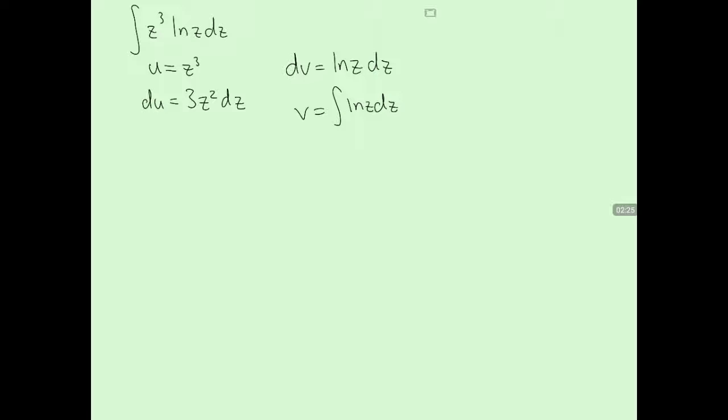If we want to integrate ln z dz, one way to do it is by parts again. So we're going to use some different variable names instead of u and v because we used those already. So let's use w. We'll let w be equal to ln z. dw is going to be equal to 1 over z dz. And let's have our second part be x. So we'll call dx equal to dz, and x is going to be the integral of dz, which is just z.